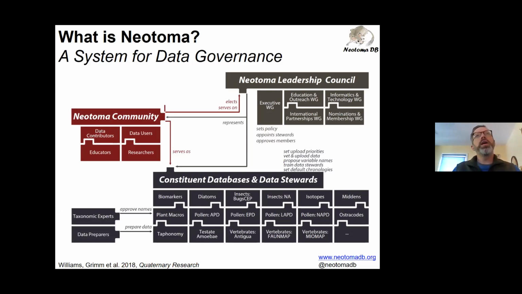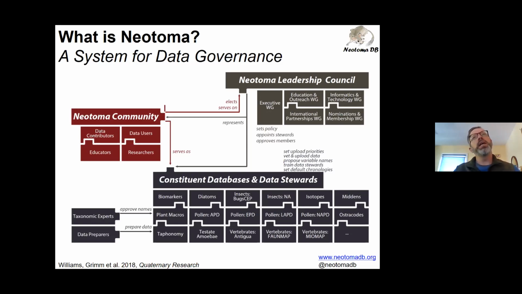And so the way we have organized this conceptually is that we have the leadership council that I mentioned, which acts as a steering and coordinating committee for the entire group. But then a very key component is down at the bottom there, the constituent databases and data stewards, where different groups are in charge of different parts of the data. So for example, there's the European pollen database and the Latin American pollen database. There's the vertebrate database for North America, and there's a testate amoeba database.